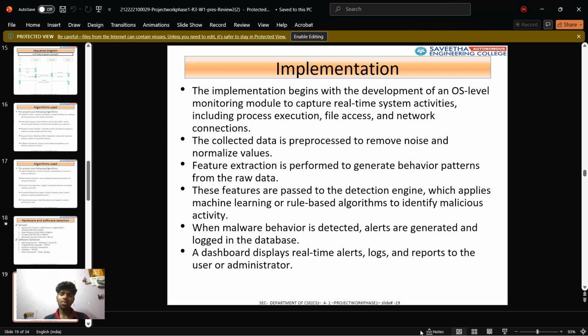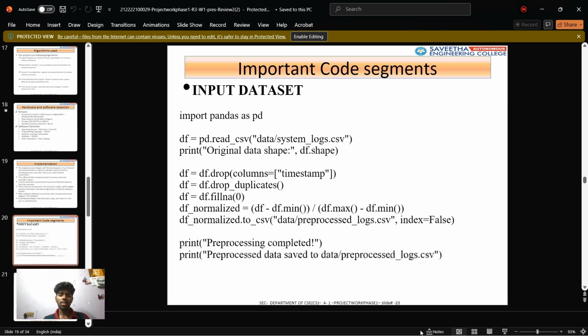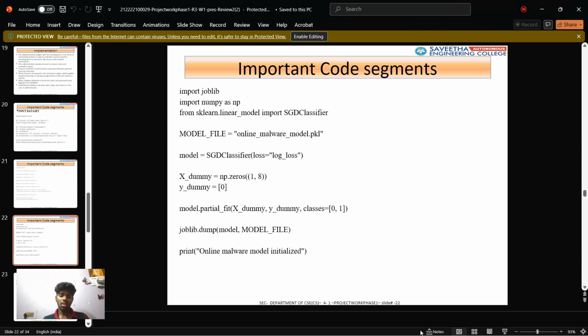These features are passed to the detection engine, which applies machine learning or rule-based algorithms to identify the malicious activity. Whenever malicious behavior is detected, alerts are generated and logged in the database. The dashboard displays the real-time alerts, logs, and reports to a user or administrator. So it's like a precaution. Whenever any attack happens, this will immediately trigger it. So these were the code segments.